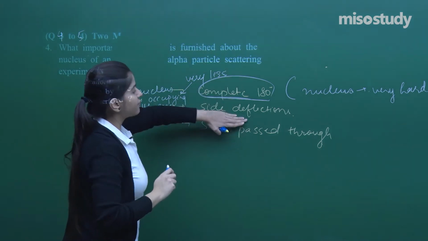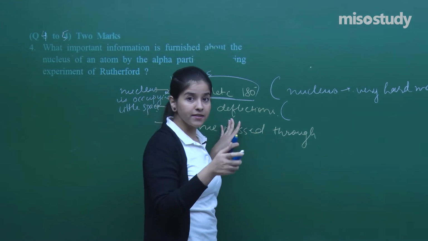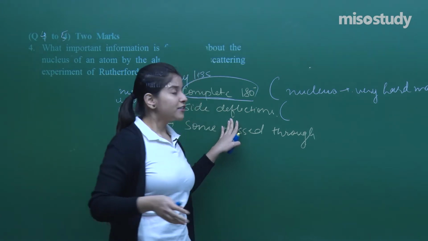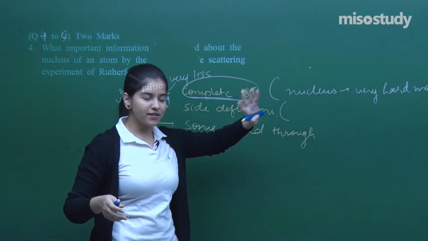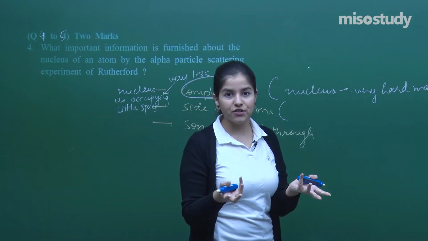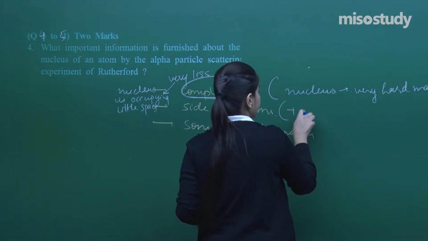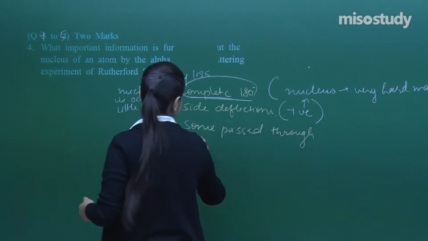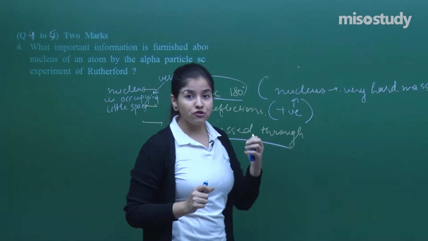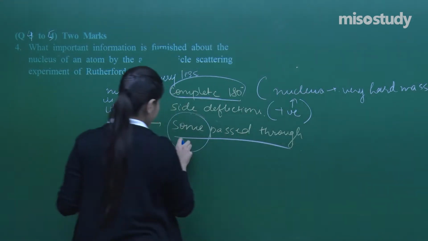Side deflections again gave an idea that there is some hard substance, and since the alpha particles are positively charged as well as the nucleus, he inferred that the nucleus must have positively charged particles which are repelling the alpha particles back. So from here he got a positive nucleus. Some passed through the foil. That means he got to know that the value of this is very large.